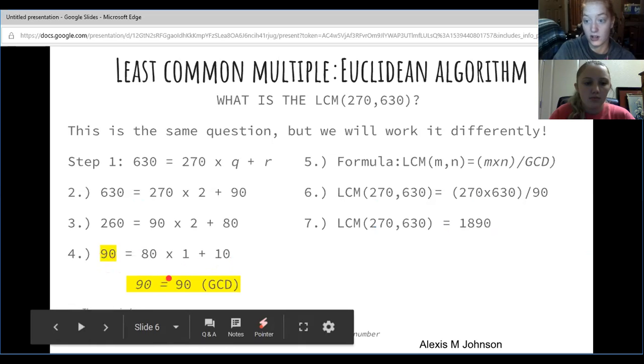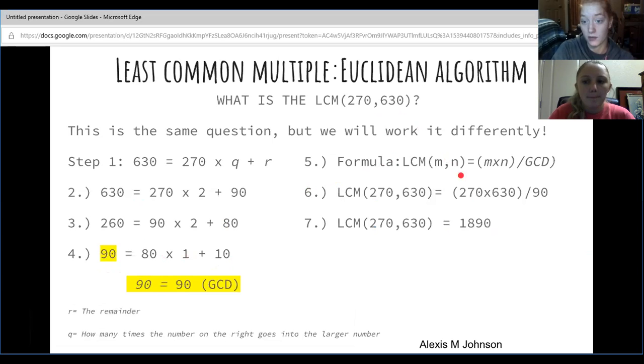You found the greatest common divisor. So the formula you would end up using here is 270 times 630 divided by the greatest common divisor. And that would end up giving you the least common multiple of 1,890 again.